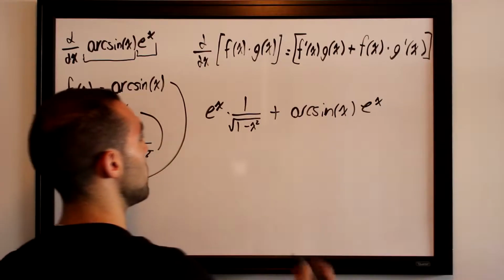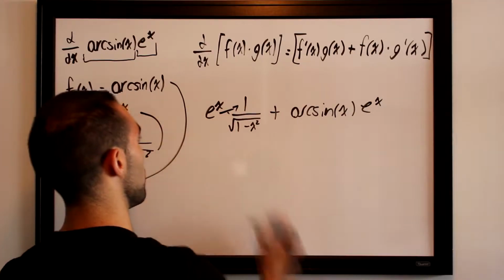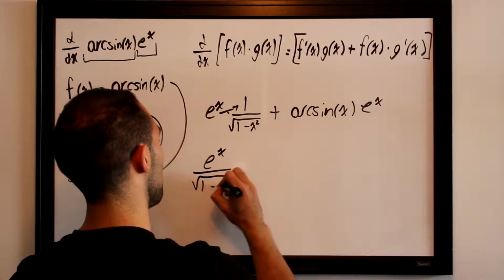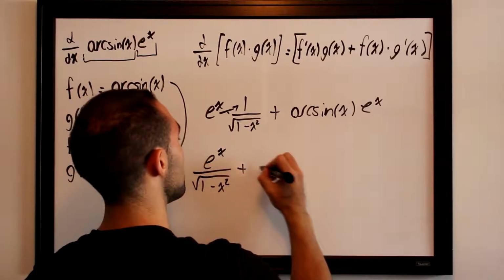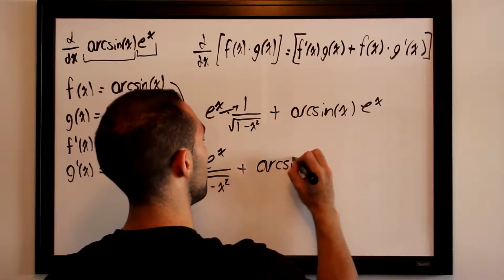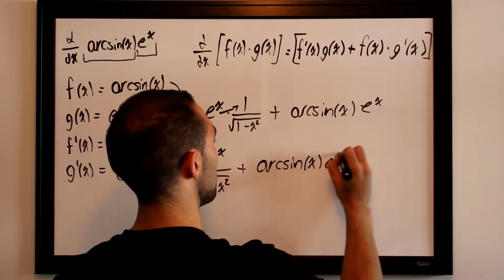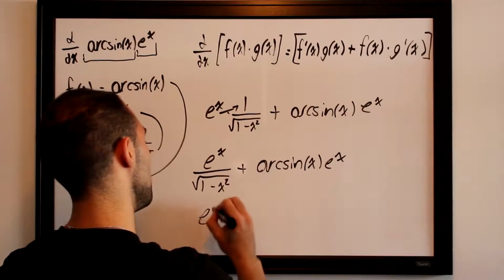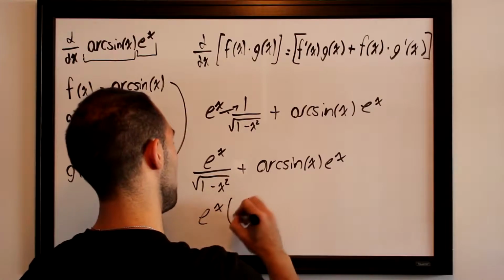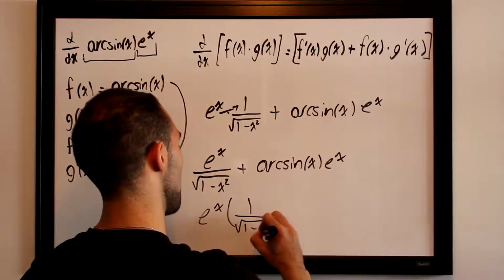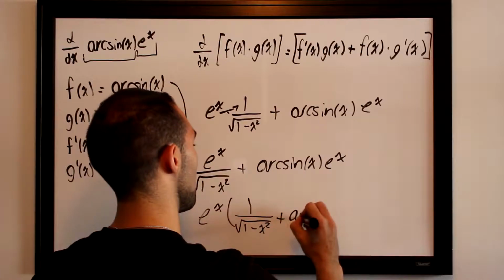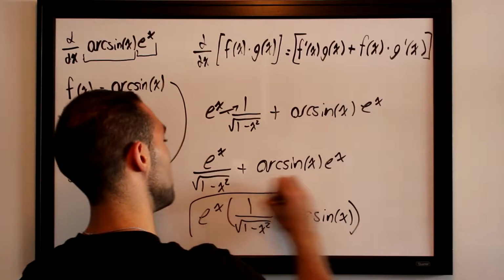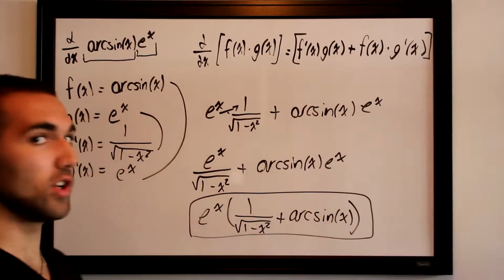If we want to clean this up a little bit, we can just throw this into the numerator. So this will be e to the x over the square root of 1 minus x squared plus arc sine of x times e to the x. Clean it up a little further, we can factor e to the x out. So all we'll be left with is 1 over the square root of 1 minus x squared plus arc sine of x. And that is the derivative of our initial function.